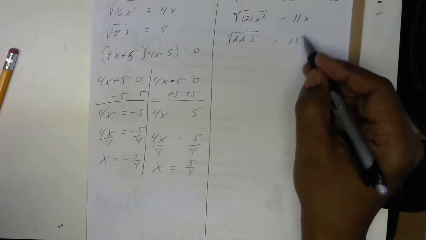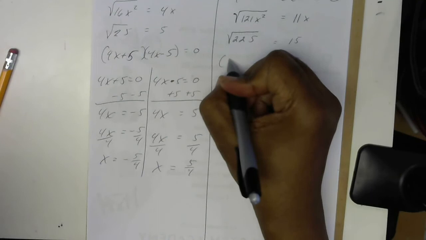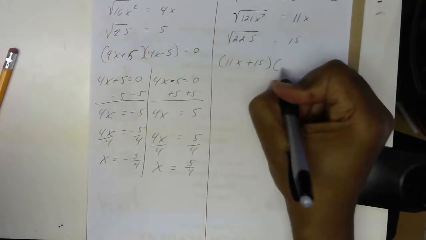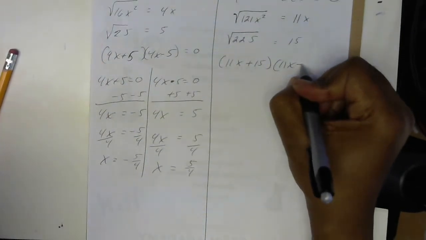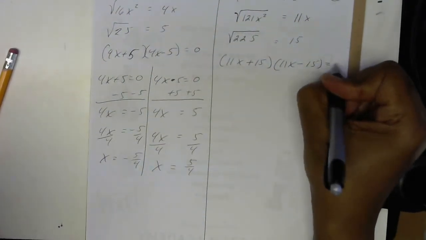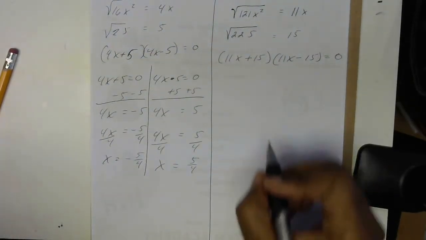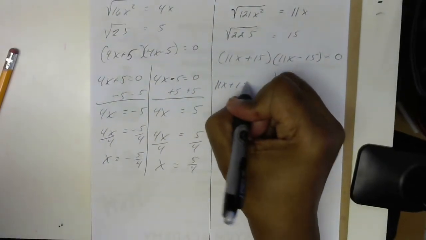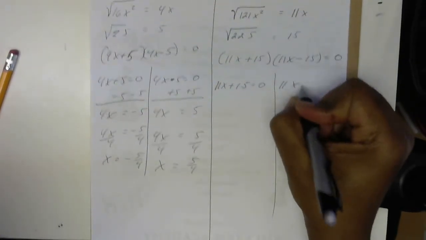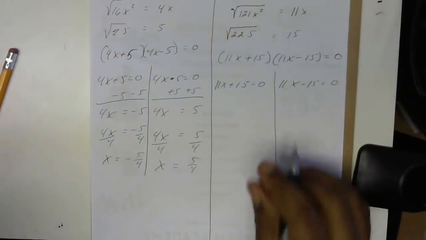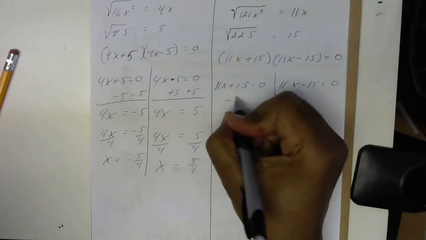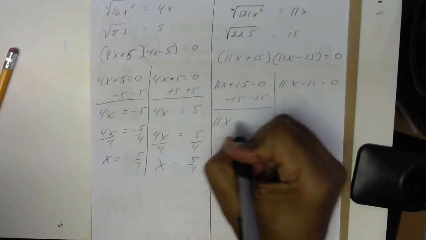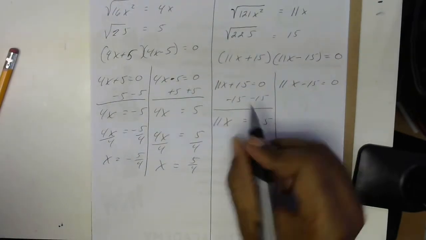So let's put this as A and this is B. So A will be 11x plus B, which is 15. And A is 11x again, minus B, which is 15. That equals 0. Okay, so now let's begin to split this into two pieces. 11x plus 15 is set equal to 0. 11x minus 15 is set equal to 0. This is minus 15, this is minus 15. So 11x will equal negative 15 because these 15's cancel.